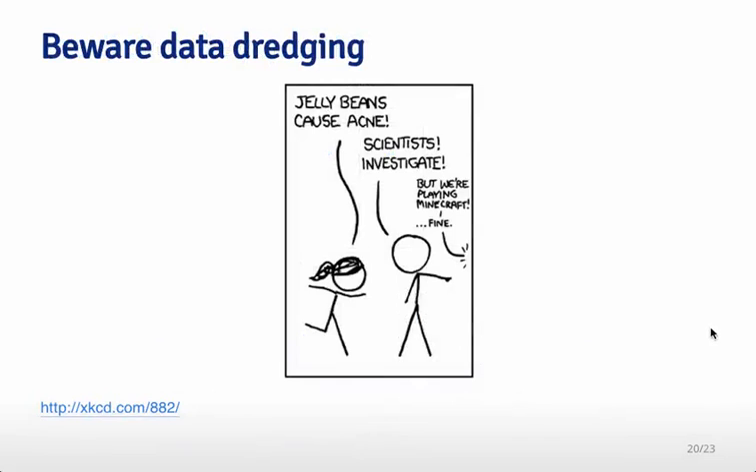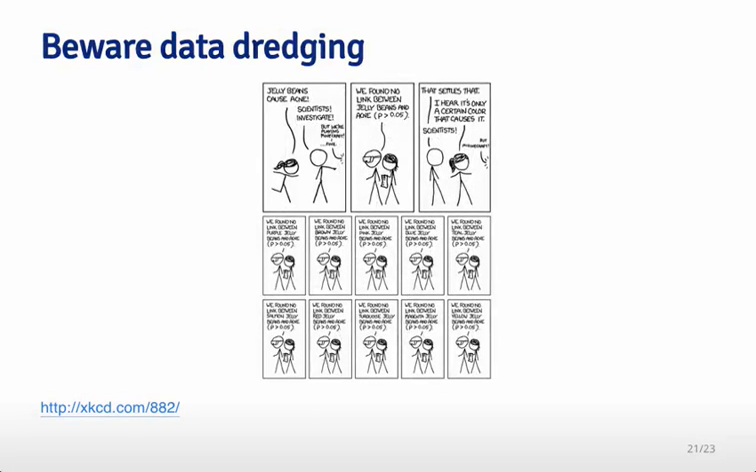Another key component of paying attention to big data and data science is being aware of data dredging. So suppose you want to consider something silly like jelly beans cause acne. This comes from an XKCD cartoon. So scientists could investigate and they find out that jelly beans aren't related to causing acne. So then they say, well, that settles that, but you could try to change your hypothesis.